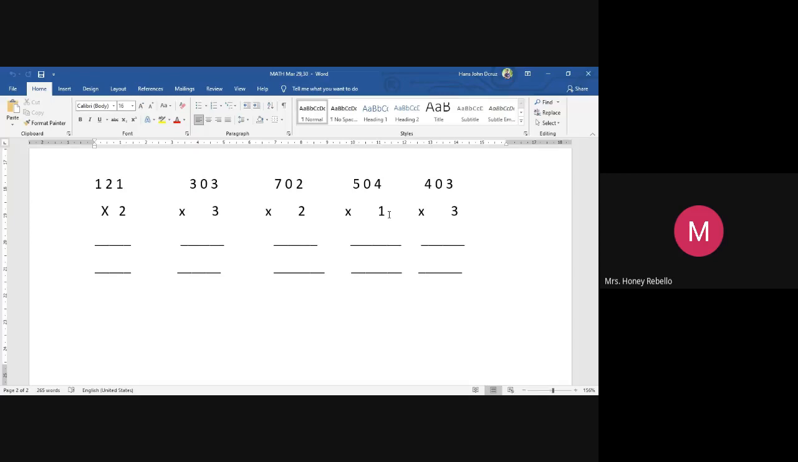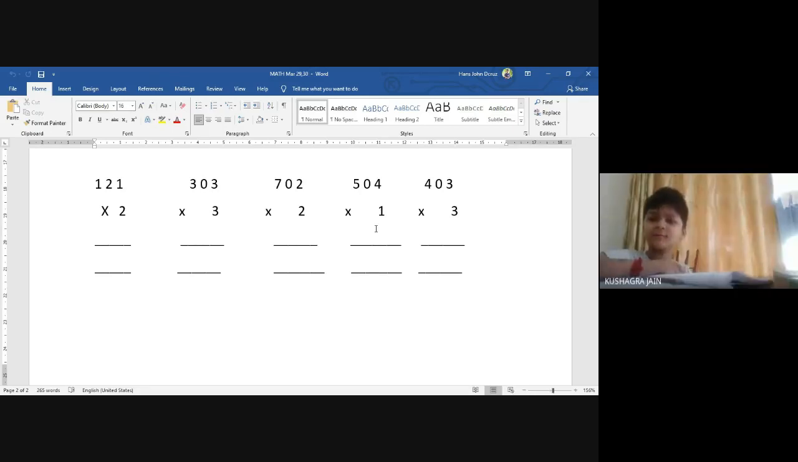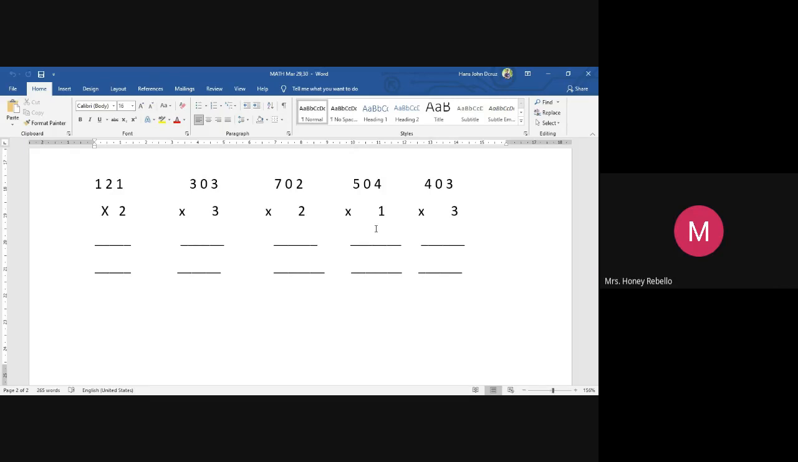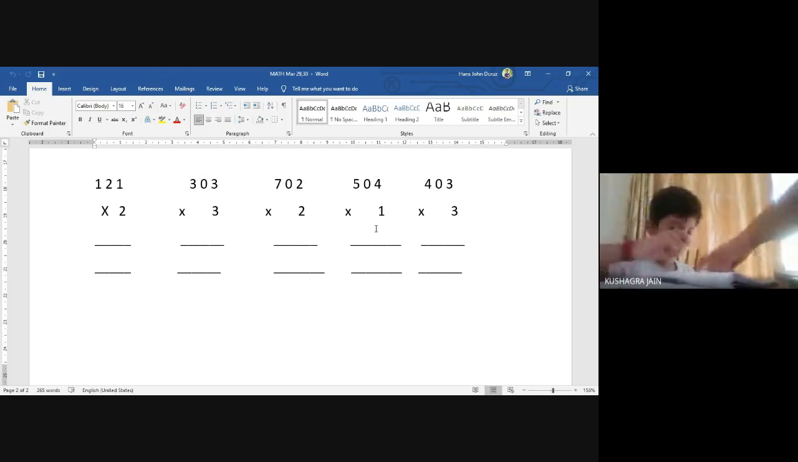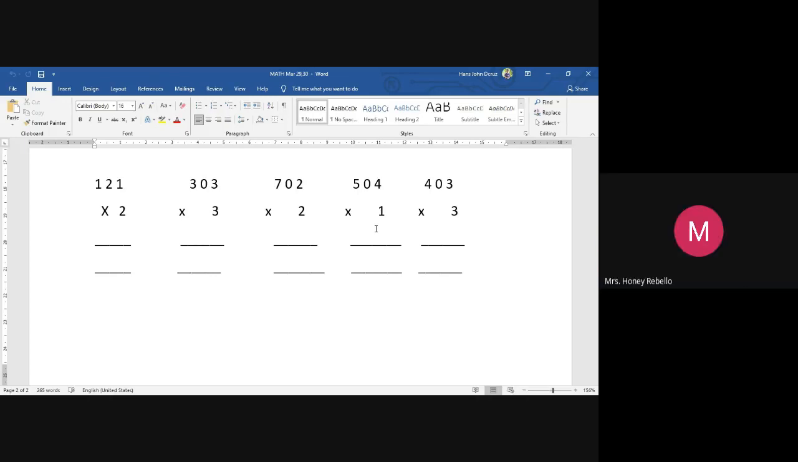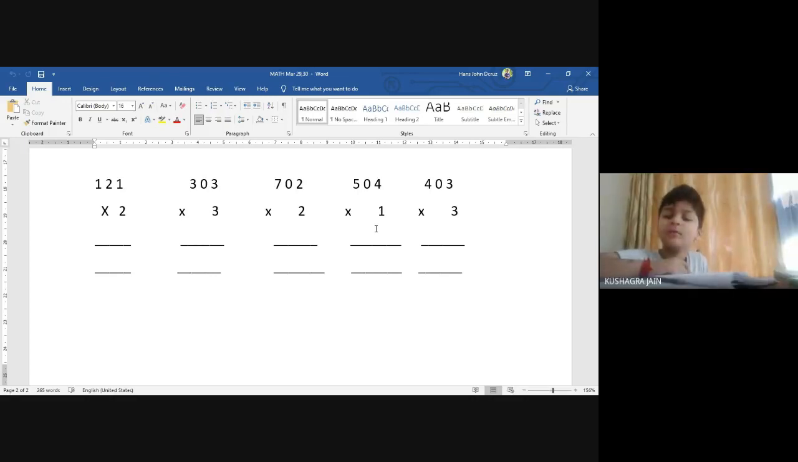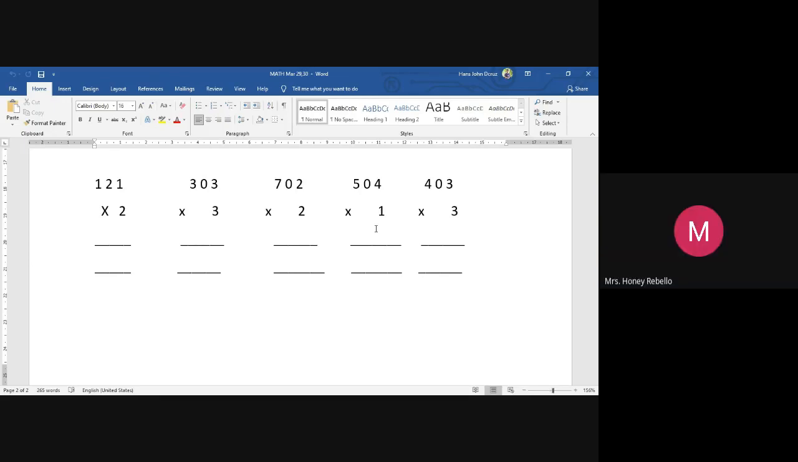Kushagra. Yes, ma'am. Come on now, Kushagra. 403. Read out, Kushagra. 3 3s are 9. No, one second. I don't want the answer. I asked you to read out the sum. 403. Like this. Read after me. 403 into 3. Now, tell me the sum.